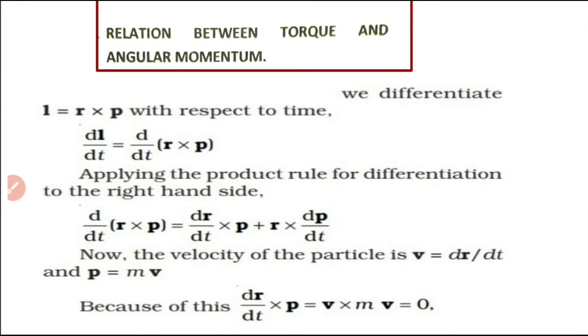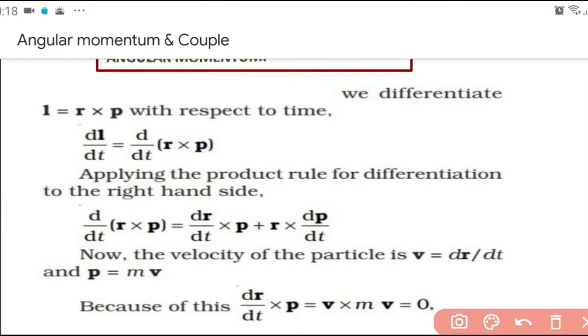Now we discuss the relation between torque and angular momentum. To get the relation, we have to differentiate the expression for angular momentum with respect to time. So we have L equal to r cross p. As I have told, you can use either capital L or small l to represent angular momentum. So we have d by dt of L equal to d by dt of r cross p. Applying the product rule for differentiation to the right hand side, we have d by dt of r cross p equal to dr by dt cross p plus r cross dp by dt.